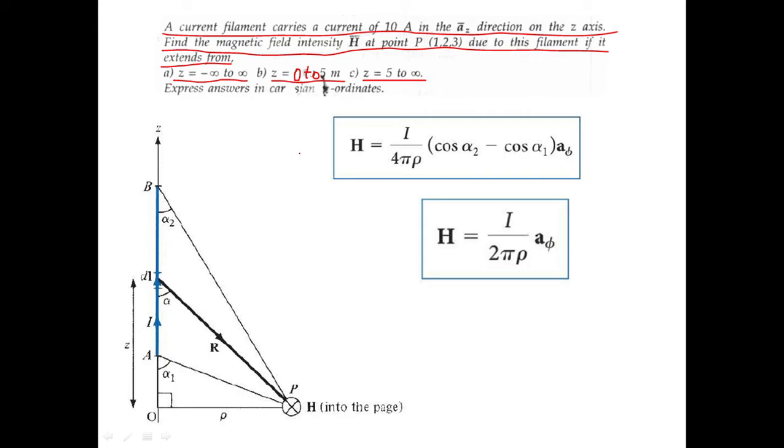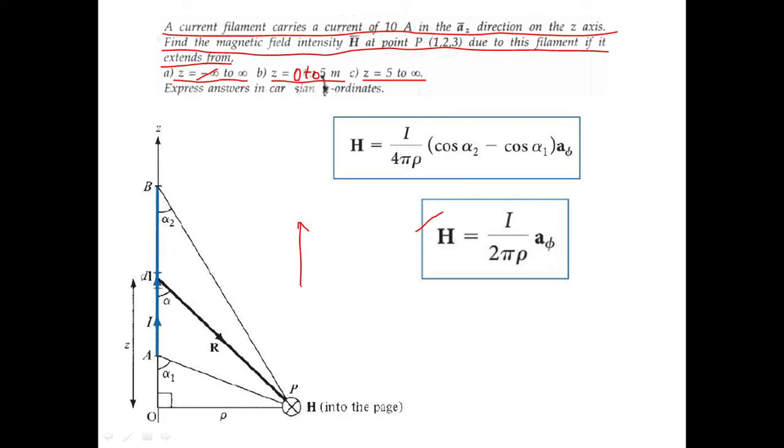Now how to solve this problem? So first one, when you take this from minus infinity to plus infinity, you can directly use this formula which we derived in previous class. After we solved Biot-Savart's law, we found what is H vector due to infinite line charge. So we got I divided by 2 pi rho into A phi cap. Now this is how the diagram will be for this.